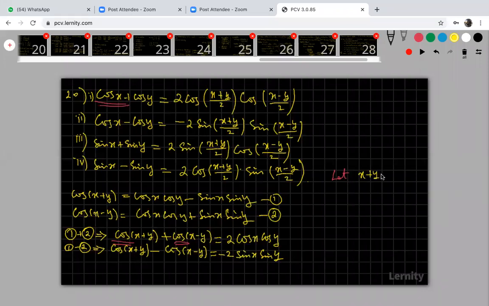Now I'm going to take x plus y equal to some theta, and x minus y equal to some other angle phi. When you add these two, what happened? 2x is equal to theta plus phi. What is my x? X is equal to theta plus phi divided by 2. Are you okay? This is my x. Similarly, what is your y? Subtract this; here I'm adding. Subtracting, you will get 2y equal to theta minus phi. Therefore y is equal to theta minus phi divided by 2. This is my y.